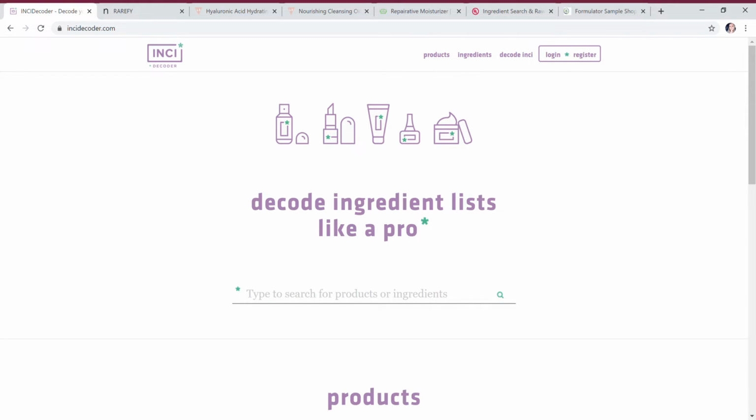Hi, this is Dr. Candace Silva from Rustic Ranch Remedies, and today I wanted to go over how to read an ingredient label on natural and organic skincare products.